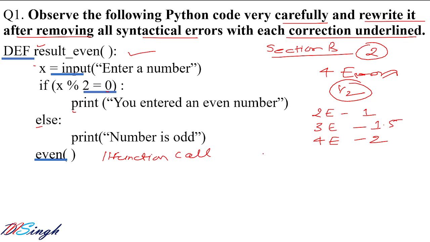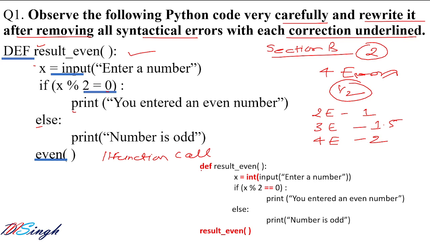After removing all those errors, let us see how the code will look. This is how the code is going to look. You need to write the code like this and underline wherever you have made a correction. If you write your answer this way, then definitely you will get full marks.